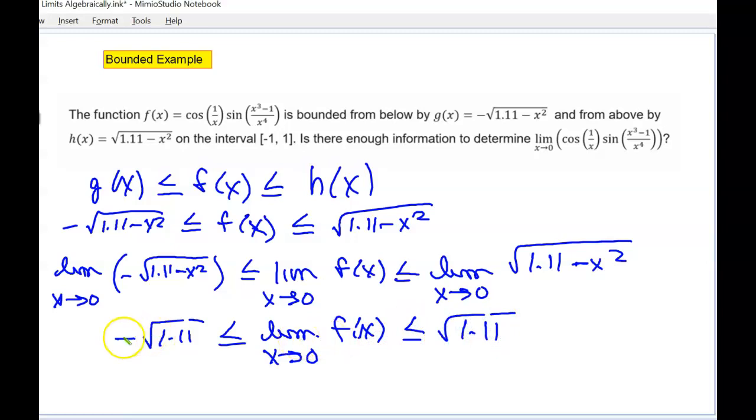Now we'll see that these two values are not the same on either side, so these two are not approaching the same value. So I would say that there's not enough information to determine what the limit as x approaches 0 of f of x is.